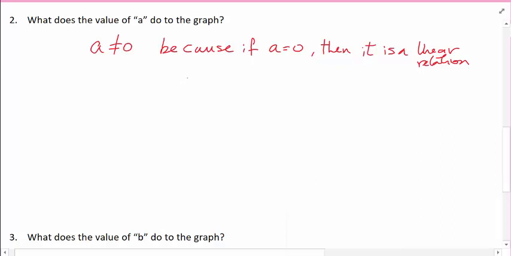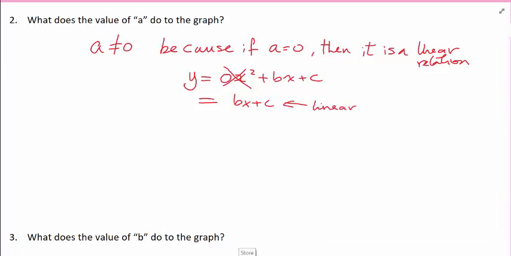So let's show that here. Remember, this is a good communication question, right? Why can't A be 0? What's the restriction on A? A cannot be 0, okay? Because if A equals 0, y equals what? 0 x squared plus bx plus c. And then that's gone, so we just get bx plus c, which now is what? Linear. Okay? It's no longer quadratic.